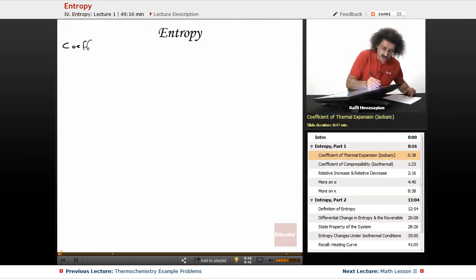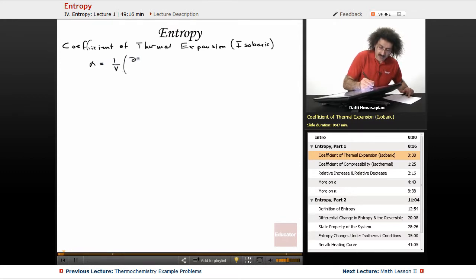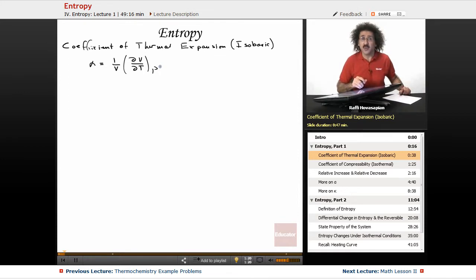So the coefficient of thermal expansion. And I'm going to put in here, in parentheses, isobaric, because this is done under constant pressure. So we designate it with the letter alpha, and it is equal to 1 over V times the partial derivative of V with respect to T at constant pressure. So I'm going to introduce them and then I'll go ahead and discuss what each one is individually.